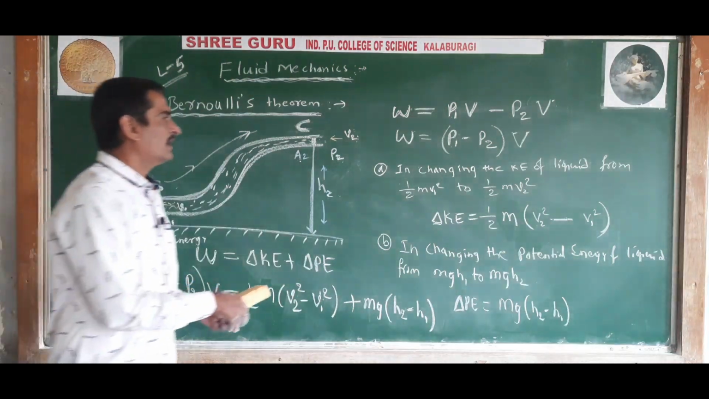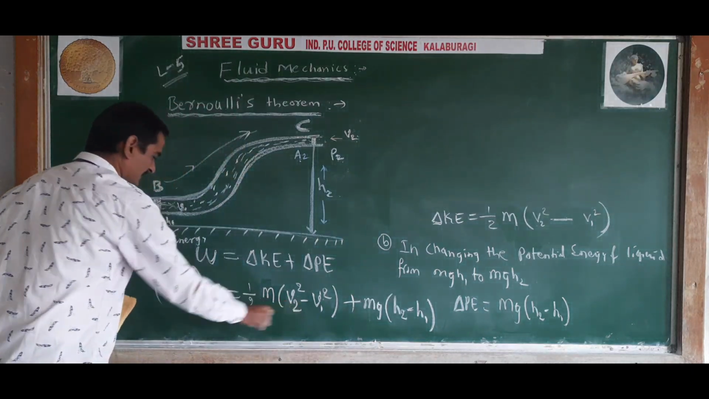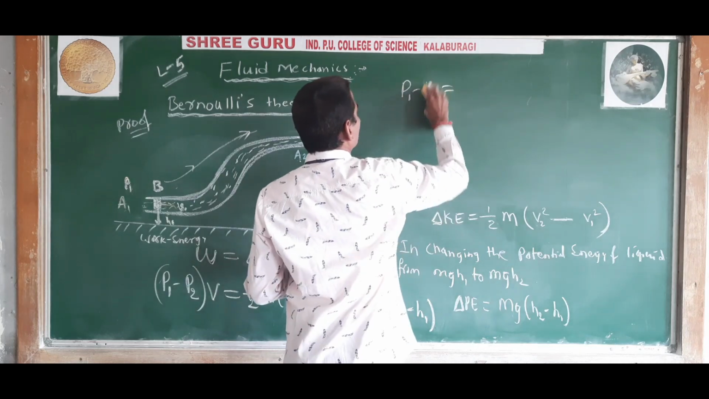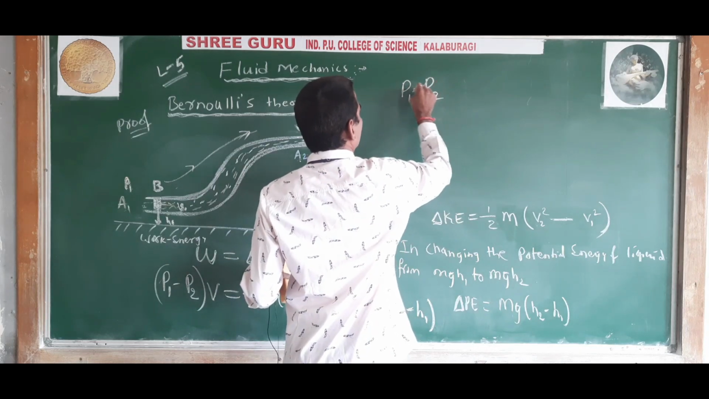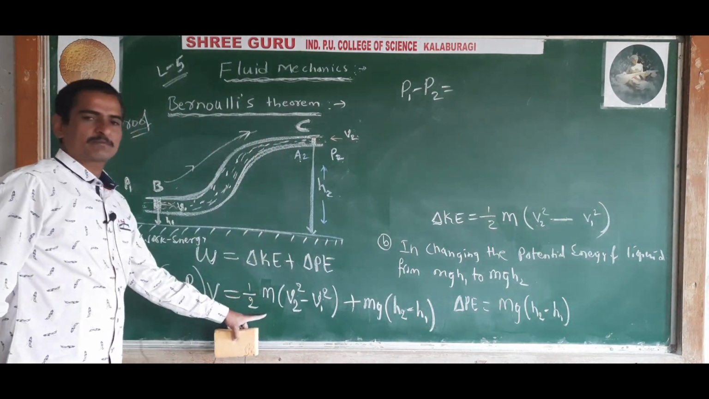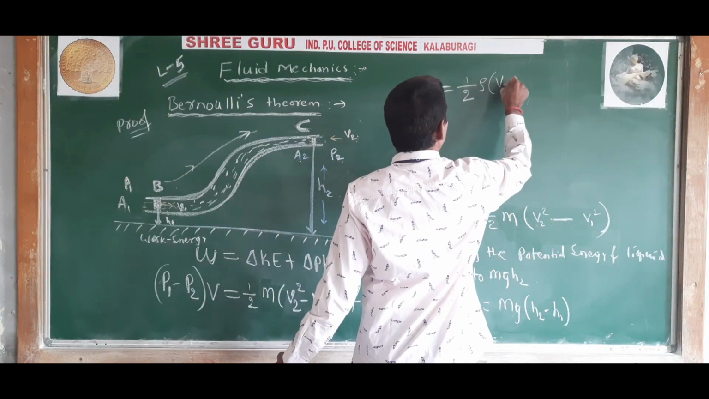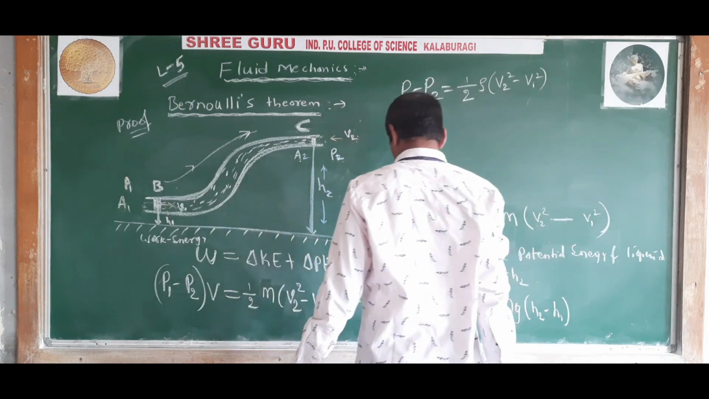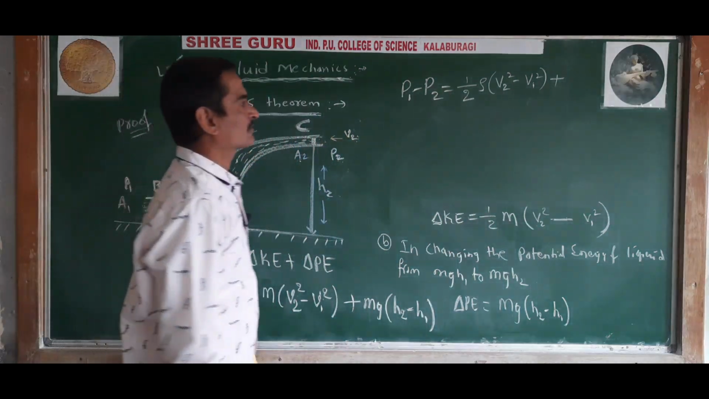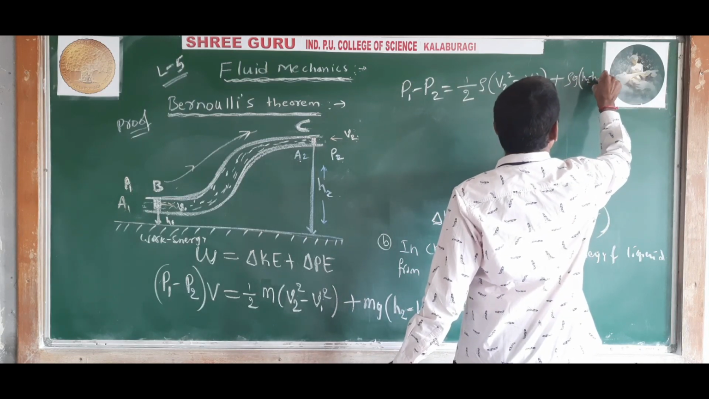So now substitute these values and make some adjustment. Take this volume to this side. Then we will get P1 minus P2 is equal to 1/2 m divided by V. m divided by V is nothing but rho, that is density, so 1/2 rho (v2 square minus v1 square), plus m divided by V, that is also rho, g into (h2 minus h1).